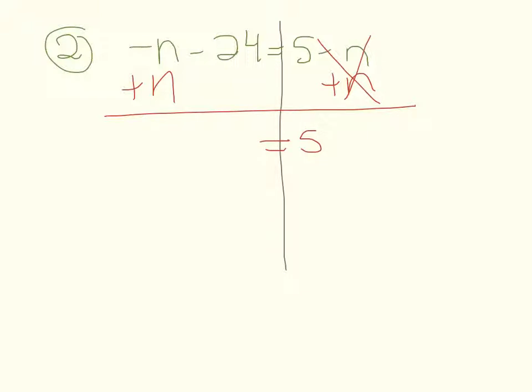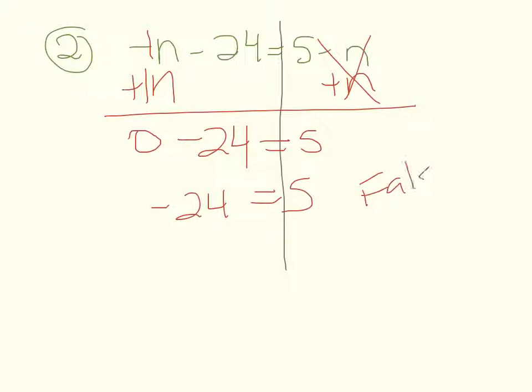Now what's negative n plus n? So I owe $1 and I have $1. That ends up being 0. So I'm going to bring down my negative 24. Now, what happened to my variable? It disappeared. I don't have a variable. So right now I have negative 24 equals 5. And if you go back to the first part of your notes, whenever the variable goes away or cancels out, you're either going to have a true or false statement. This is a false statement, and the false statement gives you a no solution.